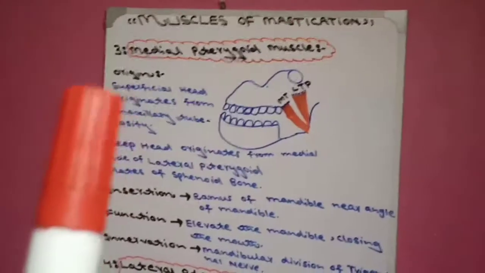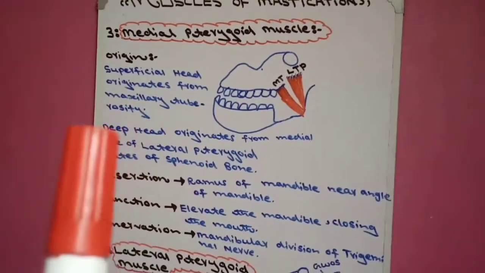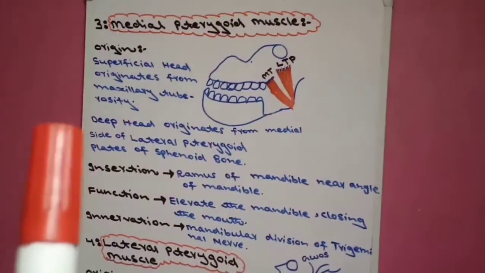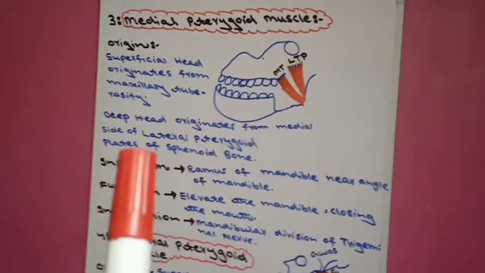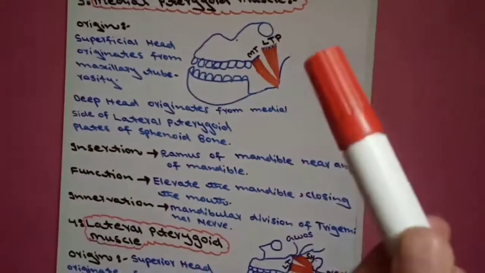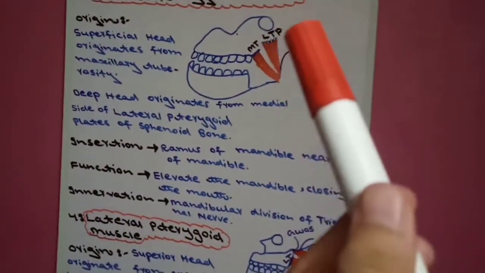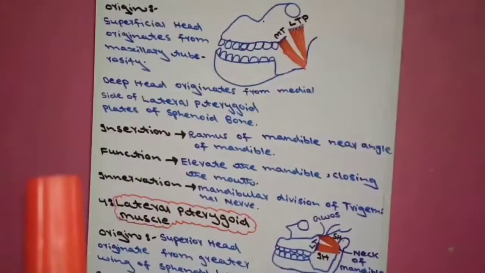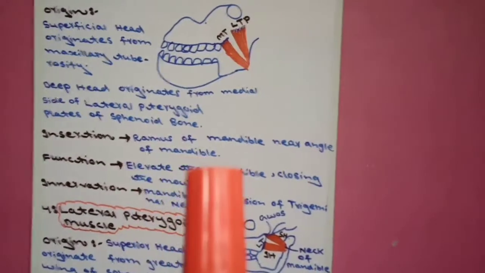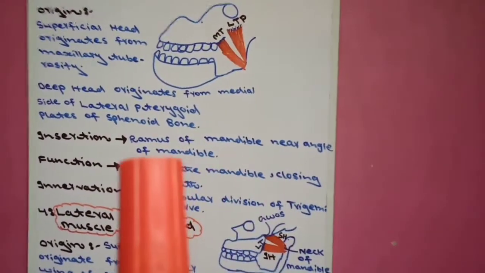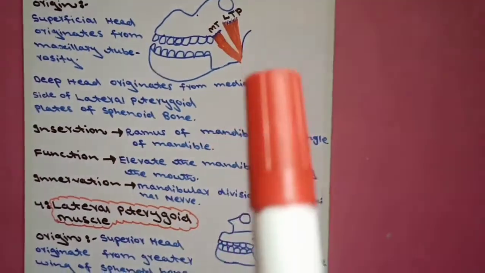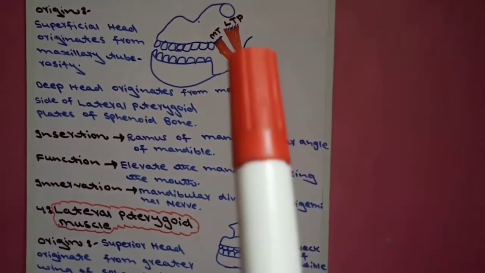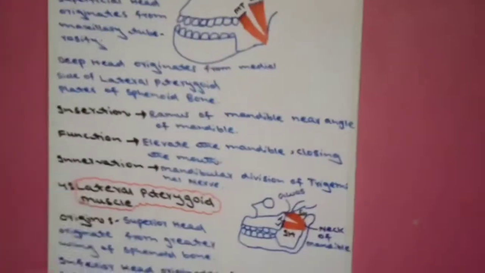Now, origin: the superficial head originates from the maxillary tuberosity, and the deep head originates from the medial side of the lateral pterygoid plate of sphenoid bone. This is the lateral pterygoid plate, LTP, and this is the maxillary tuberosity, MT. Insertion: on the ramus of the mandible near the angle of the mandible, here from the inner side.